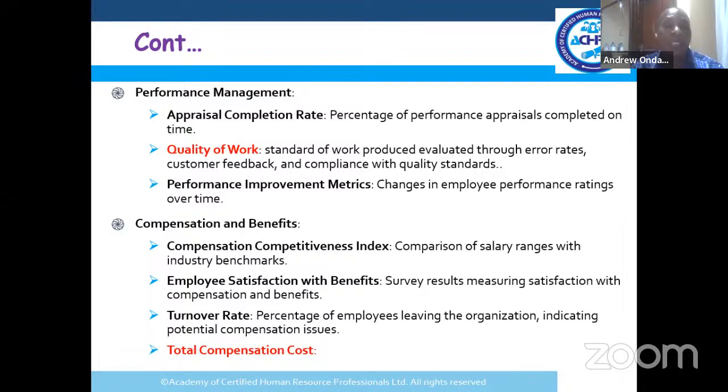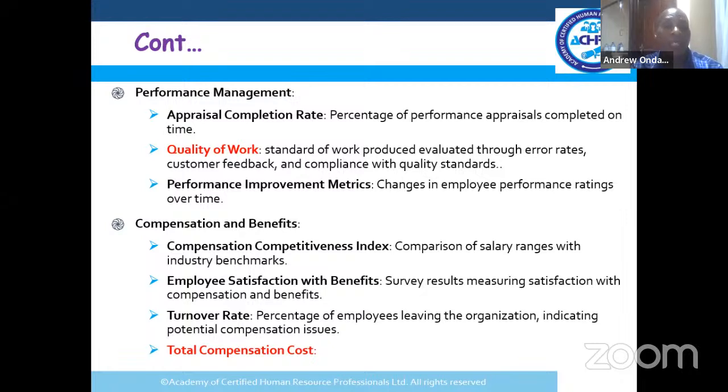What are the reasons or the outcomes of not being competitive? One, you are likely to lose employees because they may resign to go to the competitors. And two, in terms of performance, you may not compete effectively with the other people in the market because your employees will be demoralized and therefore may not be performing well.